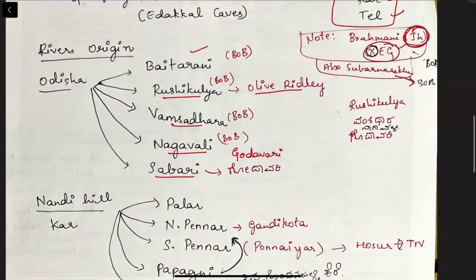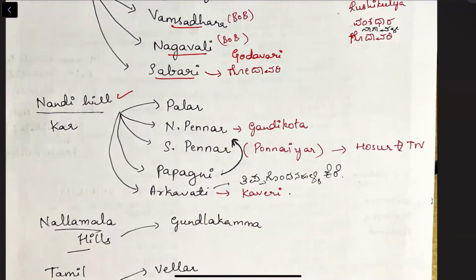And then Nandi Hills, which we have dealt with in detail in one of the videos. Nandi Hills also belong to the Eastern Ghats area. Important rivers here are Palar, Pennar, South Pennar, North Pennar, Papagni, and Arkavati. On the bank of the Pennar River, we have Gandikota, which is also known as the Grand Canyon of India. Papagni is also a tributary of the Pennar, and it is also known as the Ponniyar River. And Arkavati is a tributary of the River Kaveri.